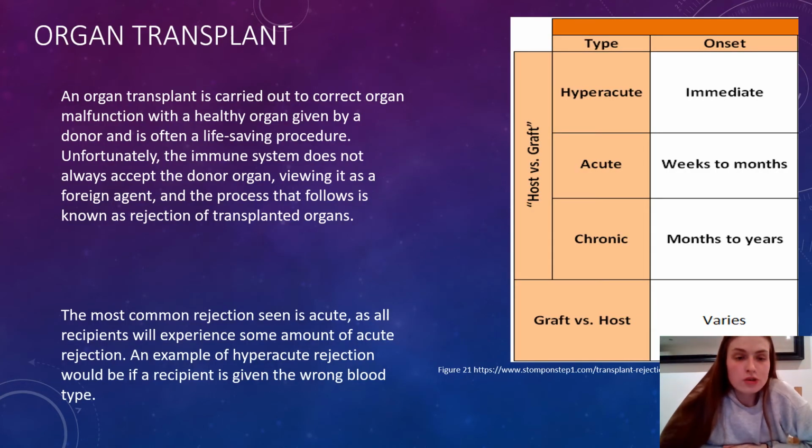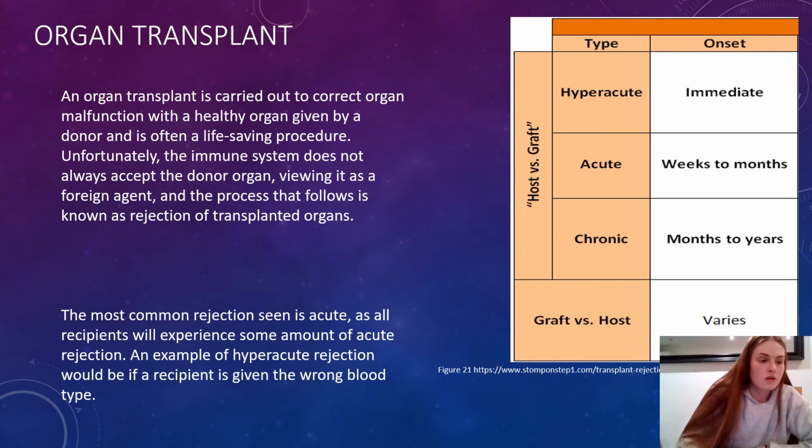Now moving on to organ transplant. This is where it's carried out to correct an organ malfunction with a healthier organ given by a donor, and it is often a lifesaving procedure. Unfortunately, the immune system does not always accept the donor organ. They view it as a foreign agent sometimes, and the process that follows is known as rejection of the transplant.